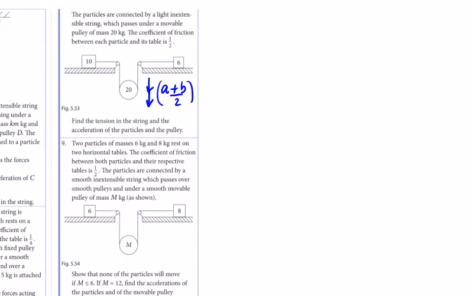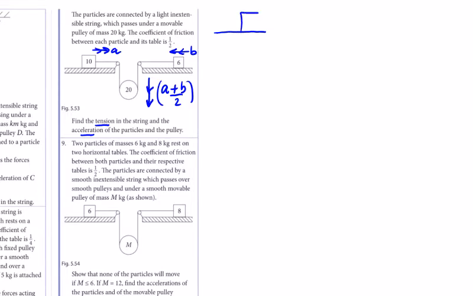They're both going to move in, so we'll have 10 going that way with an acceleration of a, and we'll have 6 going that way with an acceleration of b. Find the tension and the acceleration of the particles and the pulley. Okay, so let's look at my 10. My 10 is on the table.